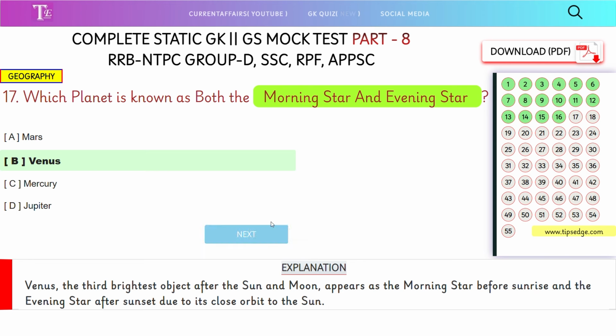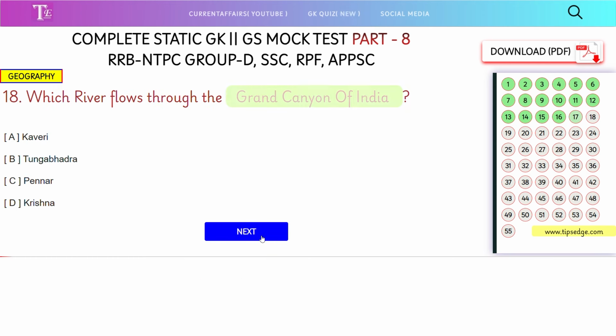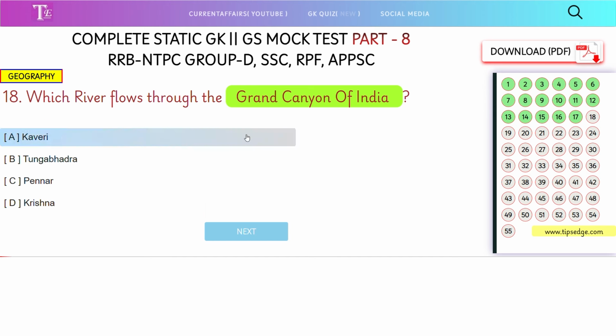Now moving to the 18th question. Which river flows through the Grand Canyon of India? Answer: Pennar.